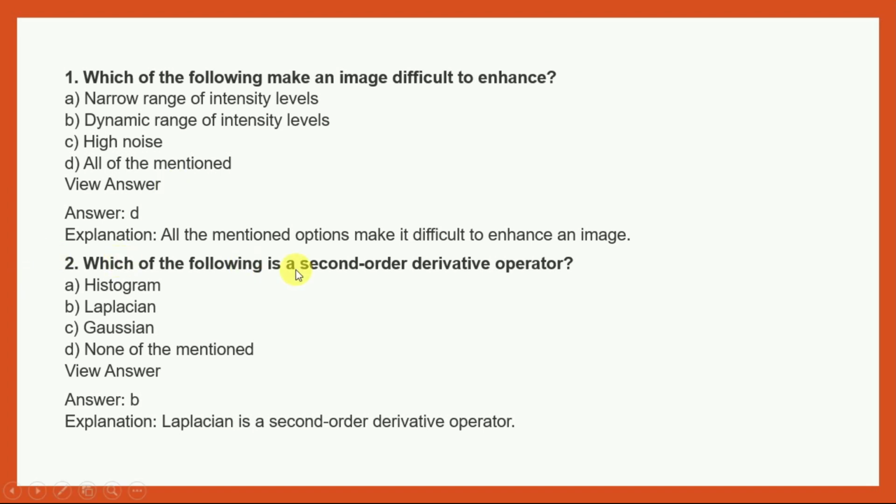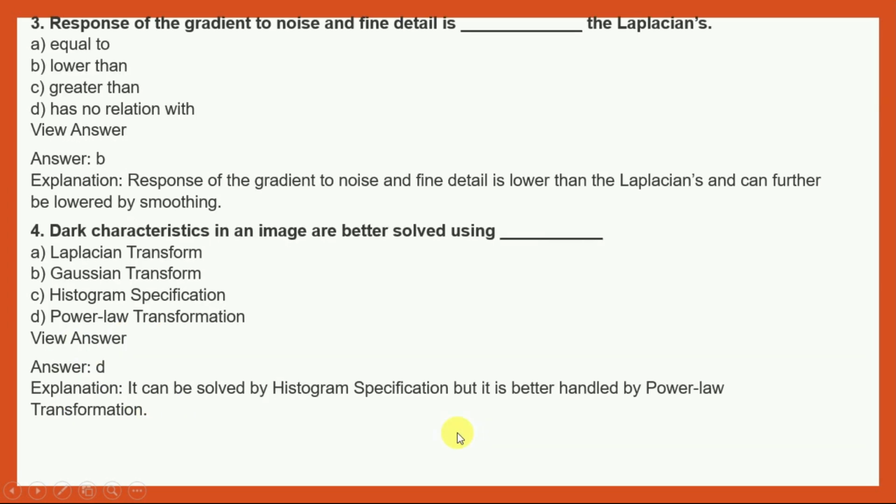And the next question is, which of the following is the second order derivative operator? The answer is Laplacian. Laplacian is the second order derivative operator. The next question is, response of the gradient to noise and fine detail is dash Laplacian. Options are given here, and the right answer is option B, that is lower than.